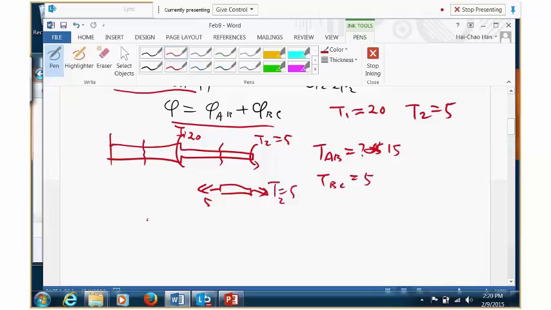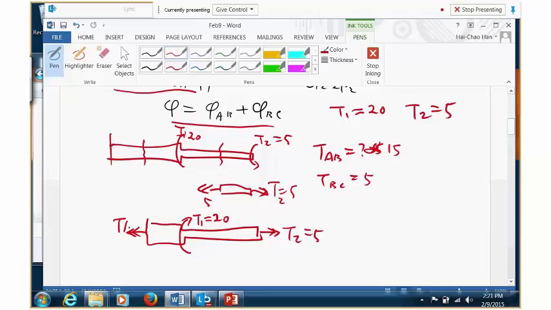Now, what about this one? If I cut here, okay, so here I have T2 equals 5. You see, sometimes I use either a curved arrow or a double arrow, depending on which one I like, right? Okay, so here is T1 equals 20. Okay, so here is TAB. Okay, why does TAB equal 15? Positive 15 or negative 15?